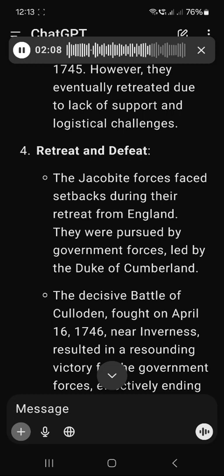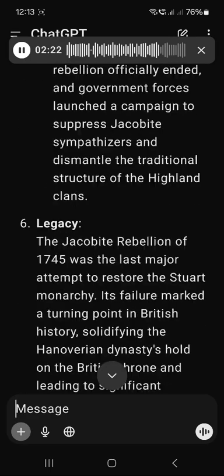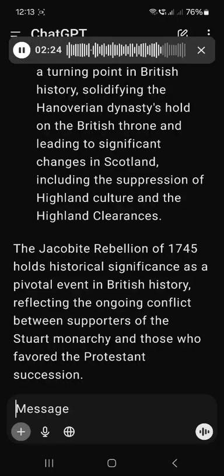5. Aftermath. Following the Battle of Culloden, Charles Edward Stuart went into hiding and eventually escaped back to France. The rebellion officially ended, and government forces launched a campaign to suppress Jacobite sympathizers and dismantle the traditional structure of the Highland clans.